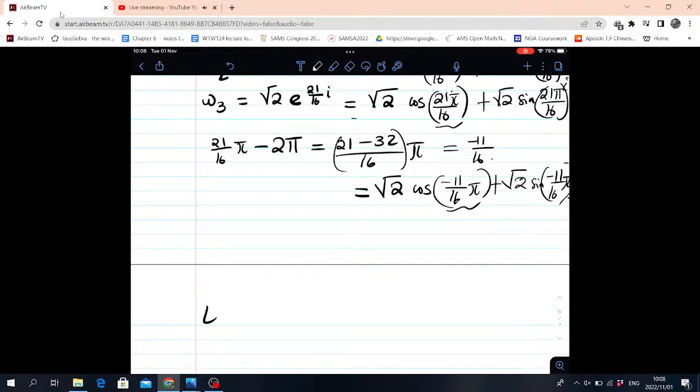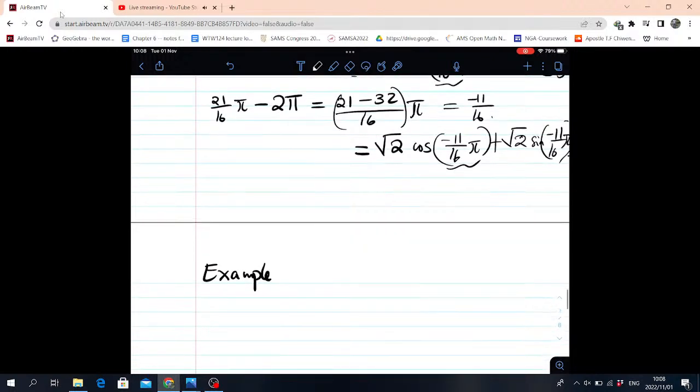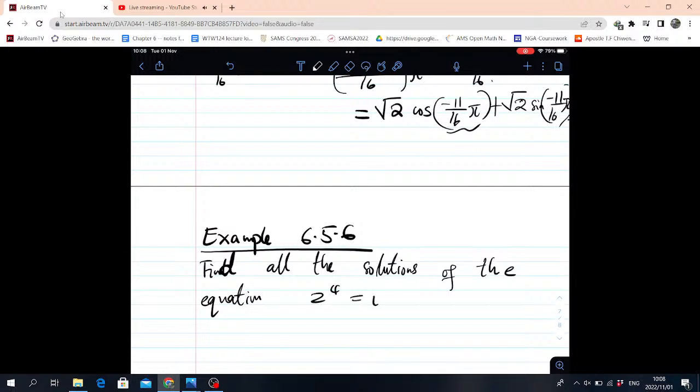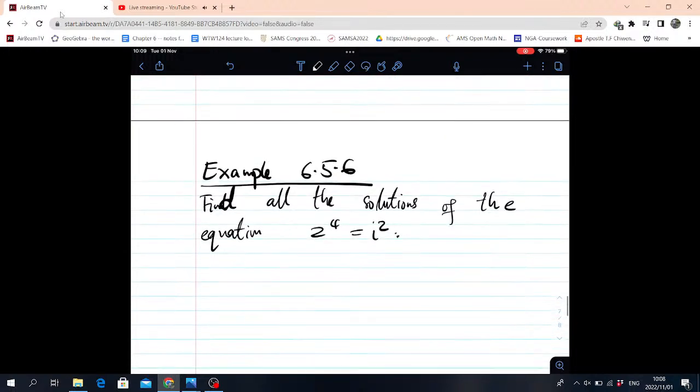Okay, let's look at another example quickly, and that is 6.5.6, and it says find all the solutions of the equation z to the 4 is equal to i squared.